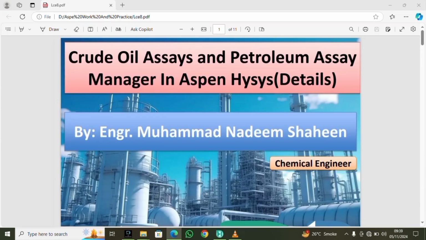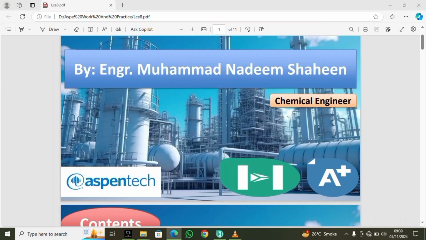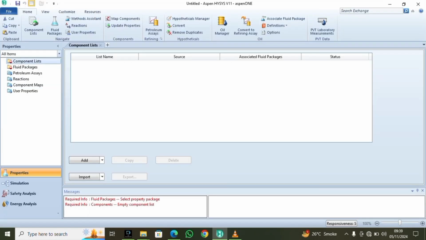This is our 7th lecture about petroleum assays and oil characterization. Next we will talk about least data and required data, or we will do a workshop in ASPEN HYSYS.